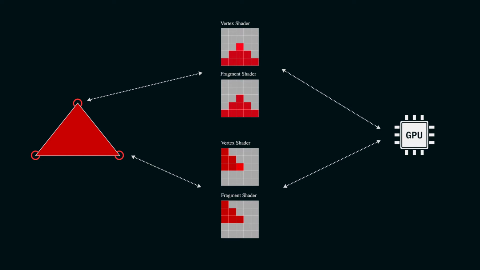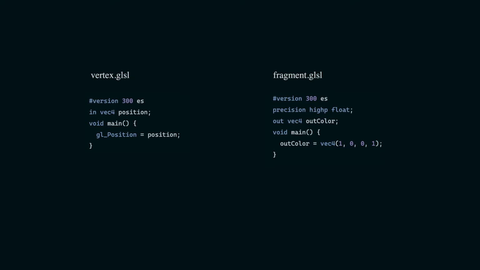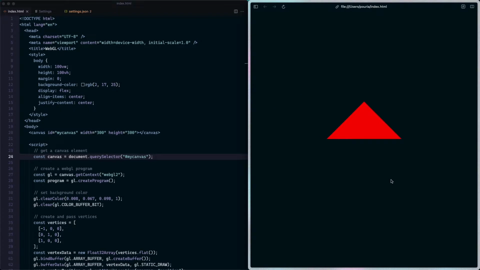Each vertex is calculated in parallel and is independent of others. Shaders are written in a C-like language called GLSL. Here I return the position as it was received and set the color to the normalized RGB value of red. Here it is, a red triangle on your web page.